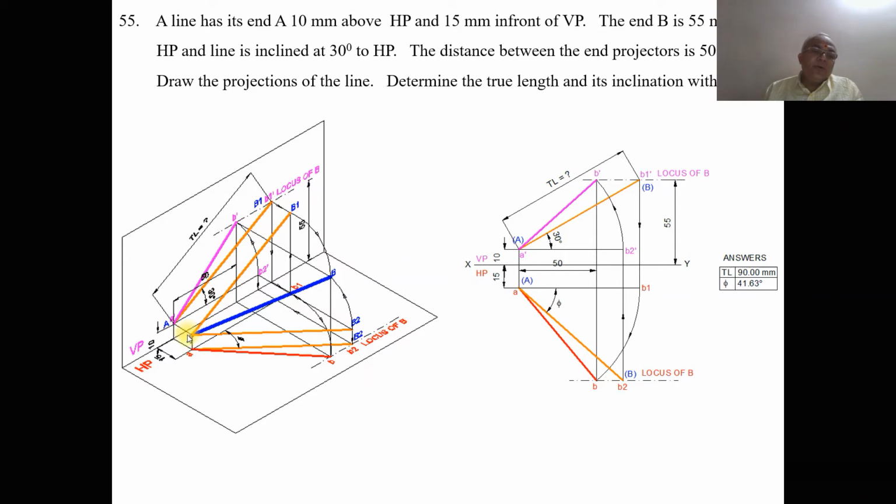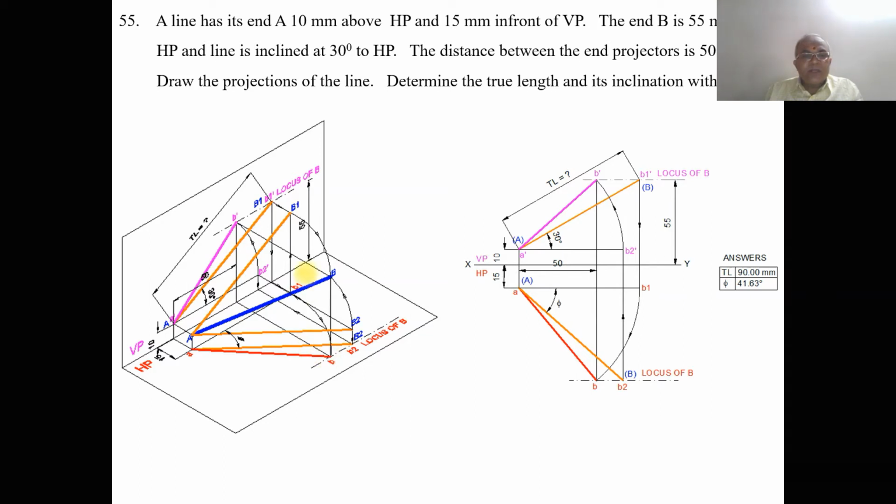But now what we will do is, with A as center, taking the radius of AB1, you rotate it. How will we rotate? With A as center, take AB1 as the radius and rotate in space so that the B1 image, which was here, starts rotating on the horizontal plane, till this end projector, so that this top view point cuts the end projector at this particular point. So you will get the top view.